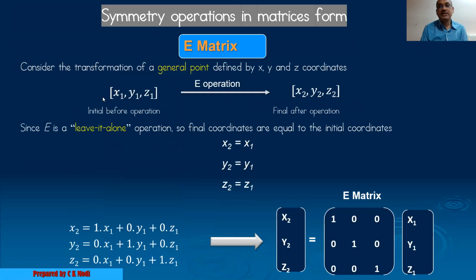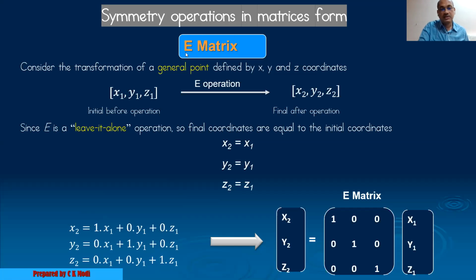Now, symmetry operations in matrix form. The C2v point group consists of 4 symmetry elements. All of you just keep in mind that the C2v point group consists of 4 symmetry elements: E, C2, sigma v xz and sigma v yz. All these symmetry operations are represented in terms of matrices. So how is each symmetry operation represented in terms of matrices?